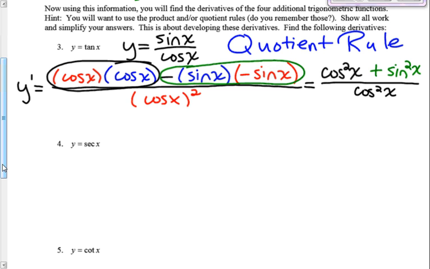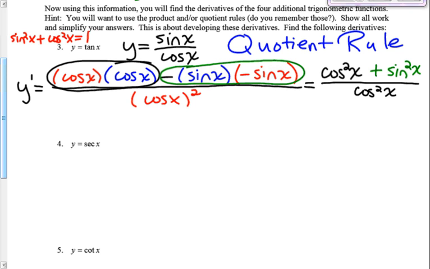So I look at that top, and I should recognize that as something. Sine squared plus cosine squared equals, or cosine squared plus sine squared equals, if you don't remember, I'm going to write it over here, sine squared x plus cosine squared x is always equal to 1. Back to our unit circle. So I'm going to replace the cosine squared x plus sine squared x with a 1.